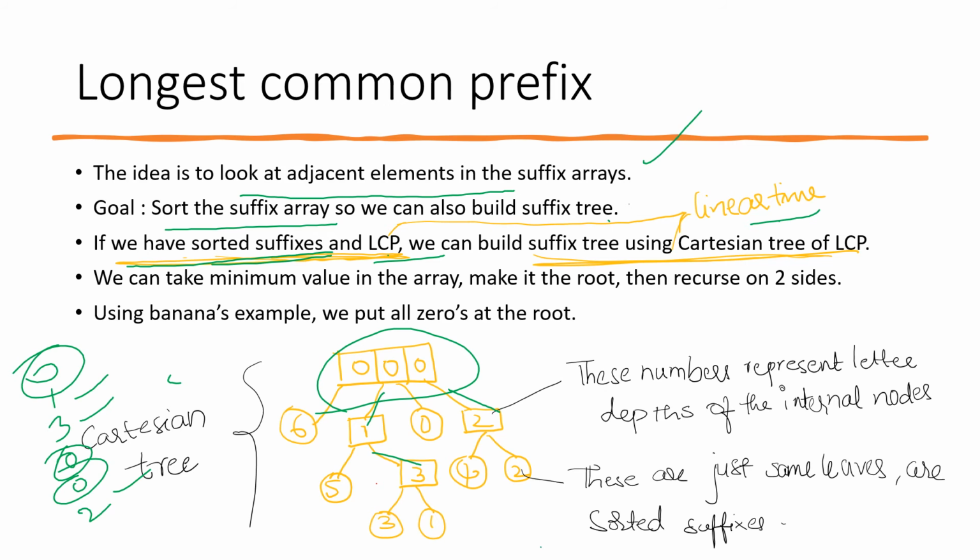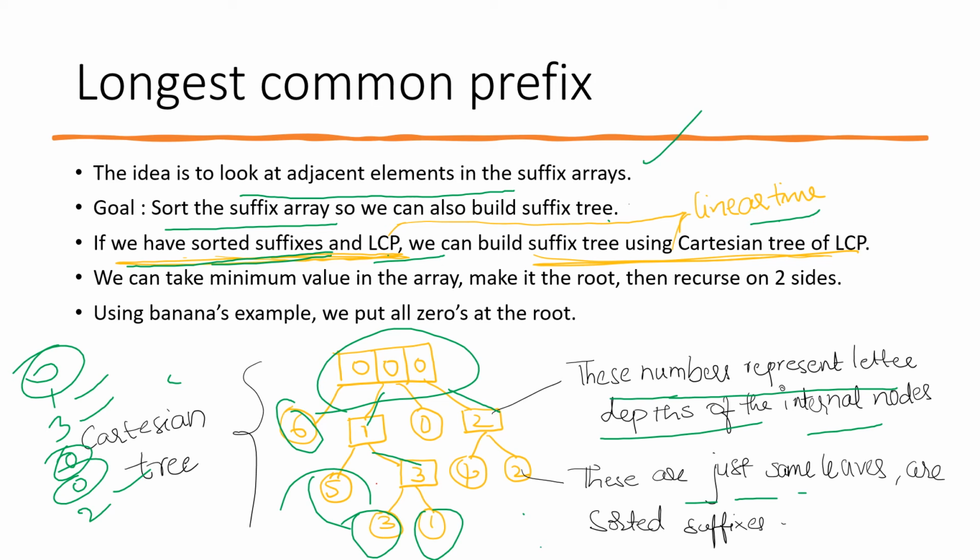So this tree will be much similar to the suffix tree, except that it doesn't have the leaf nodes. So we just add the leaf nodes also. These leaf nodes are nothing but the offsets. These numbers, 1, 3, 2, represent the letter depths of the internal nodes. The leaf nodes are just like the leaves of the suffix tree. These are the sorted suffixes.